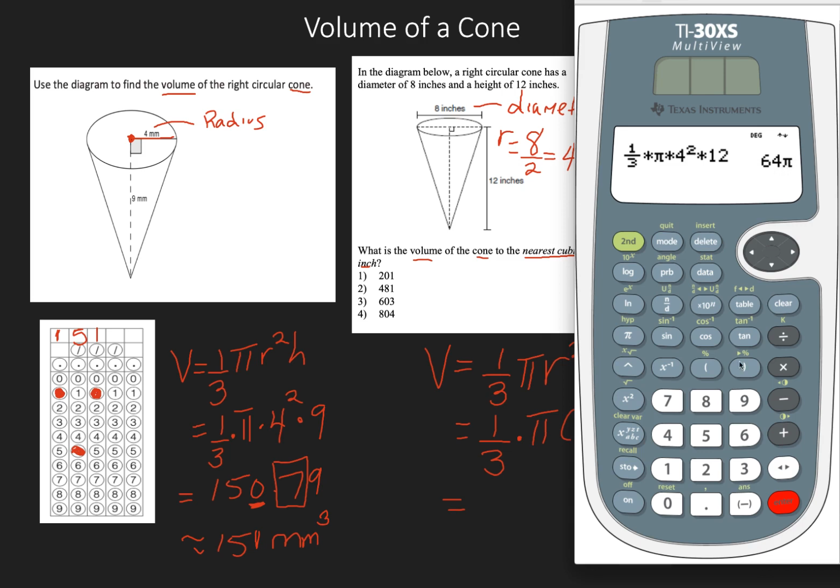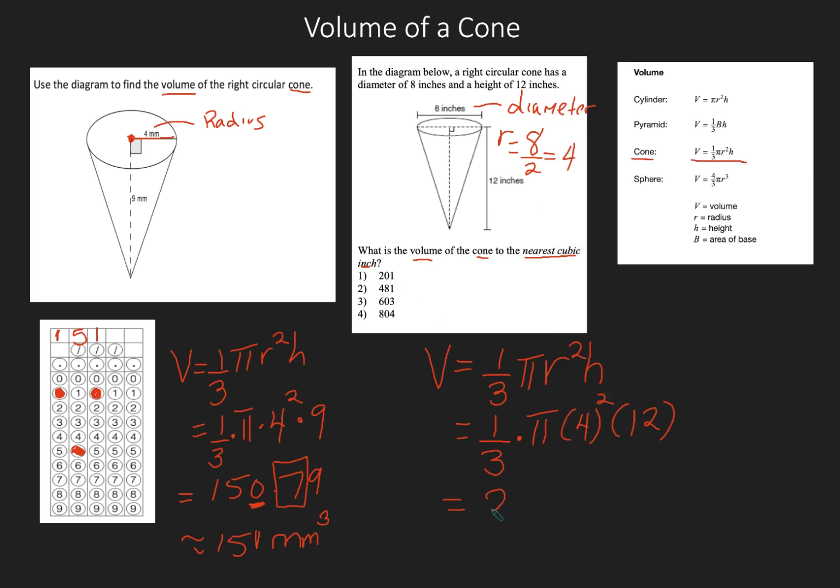But we need to get rid of the symbol pi, so again we need this function right here. I get 201.06. And guess what? There is our answer, 201. So our answer is number 1.